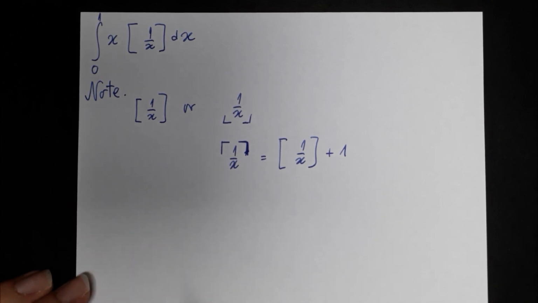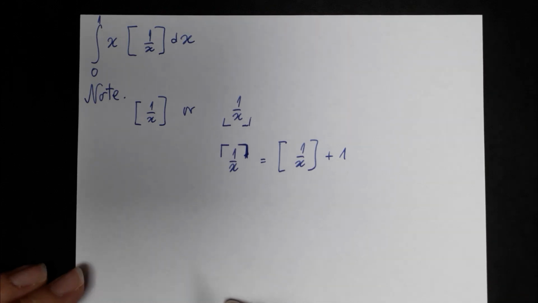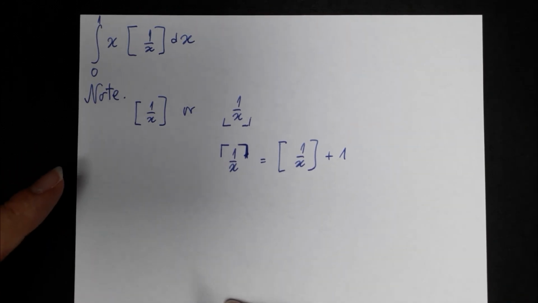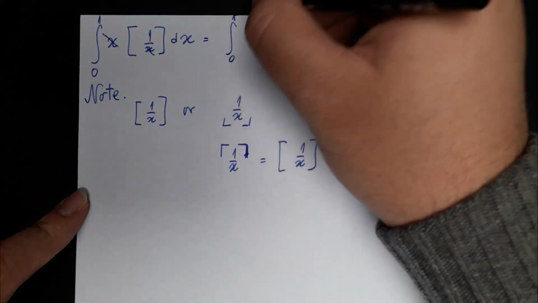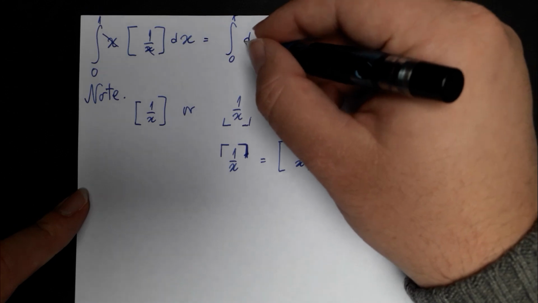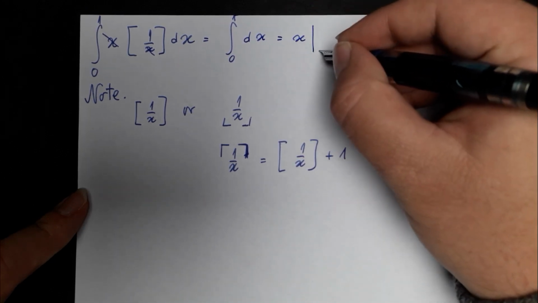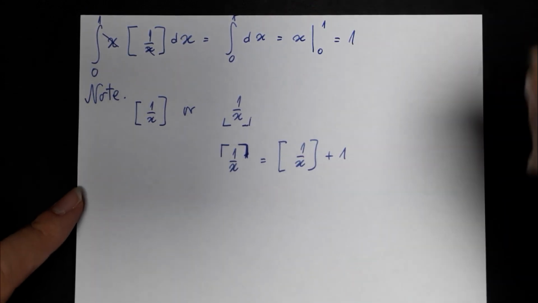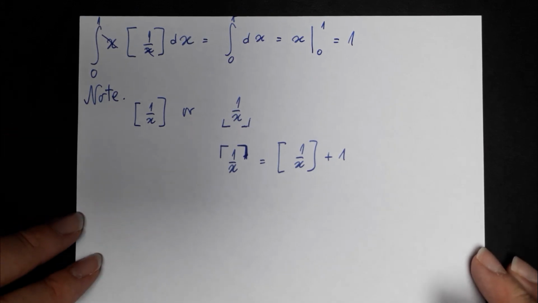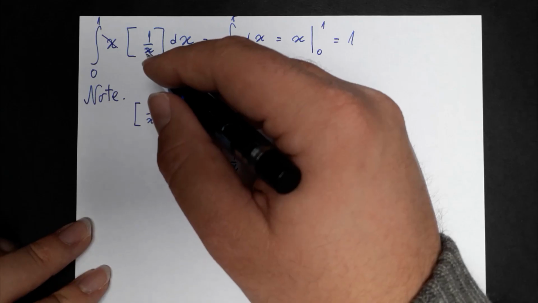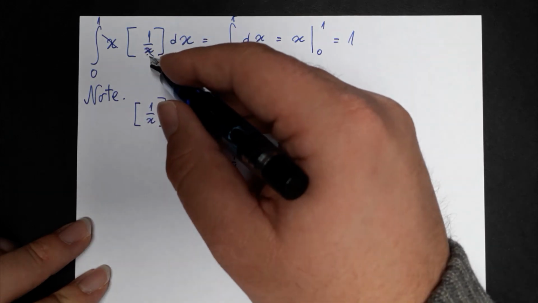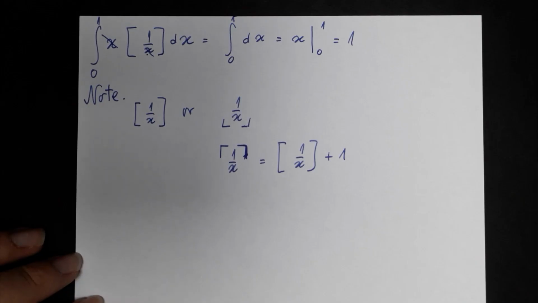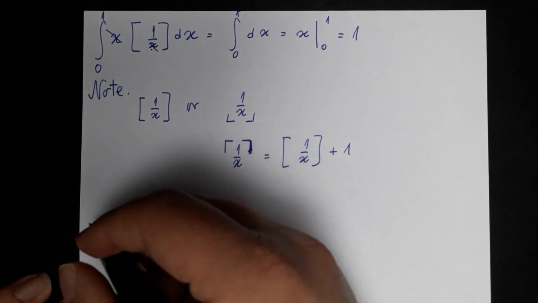Now, when it comes to solving an actual integral from 0 to 1 of x times the floor function of 1 over x dx, many students just cancel out x and 1 over x, and then by cancelling out, they get the integral from 0 to 1 of dx, which is x between the borders 0 and 1, which is only 1. And of course, this is wrong. 1 over x is an argument of the floor function. You cannot cancel out something which multiplies a function with the argument of that function. So this is completely wrong.